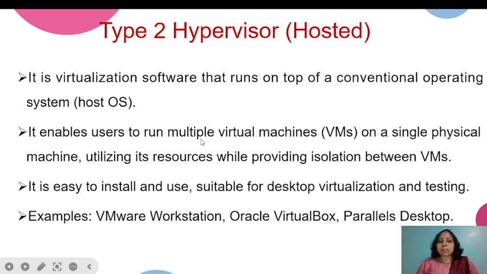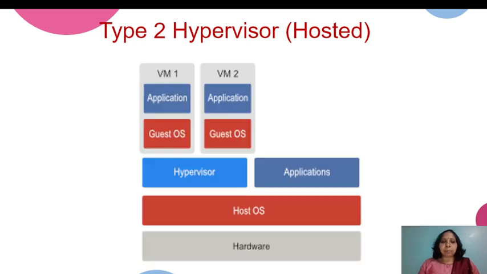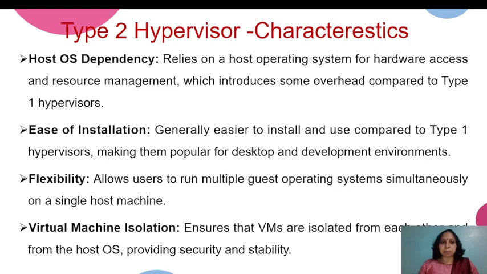It enables the users to run multiple VMs on a physical machine, utilizing its resources while providing isolation between the VMs. And this is very easy to install and use, suitable for desktop virtualization and testing purposes. Examples like VMware Workstation, Oracle VirtualBox, Parallels Desktop, all of these are Type 2 hypervisors. Look at the diagram here, and it clearly demonstrates that this hypervisor interacts with the hardware through the host operating system, and that is why it is also called a hosted hypervisor.